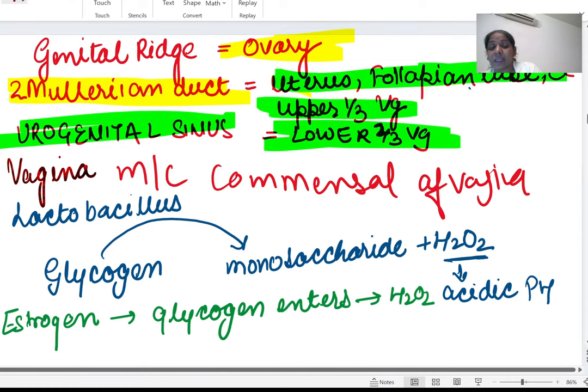Lactobacillus. What does lactobacillus do? It changes glycogen into monosaccharides and hydrogen peroxide. This hydrogen peroxide makes the pH acidic. That is how acidity comes. And which hormone allows glycogen to enter into the vagina?